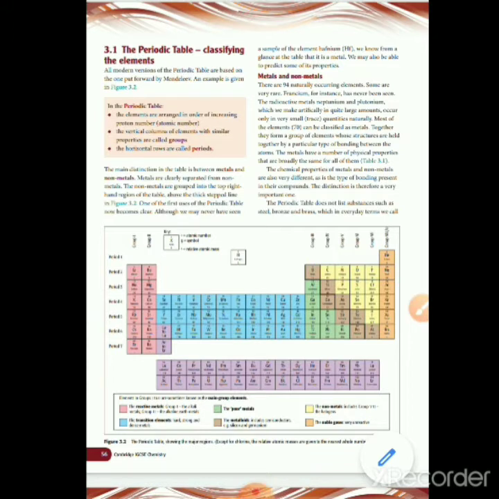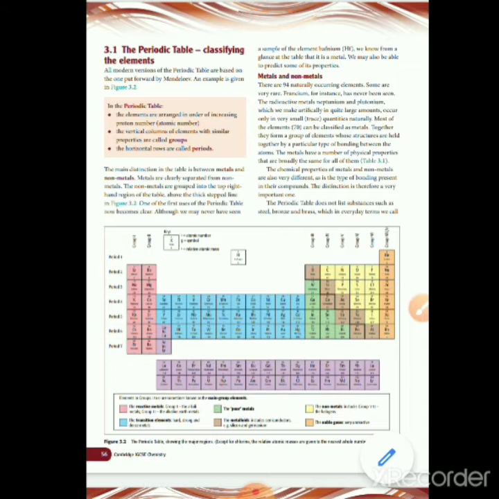And in today's lecture, we will discuss chemistry. It is the third chapter of Chemistry IGCSE from the Cambridge board's book, and it is topic number 3.1, which covers the periodic table and the classification of elements.